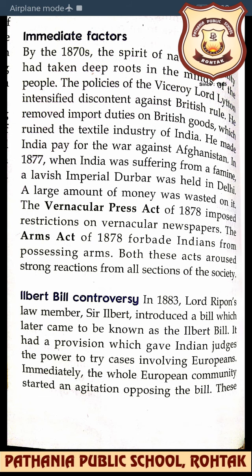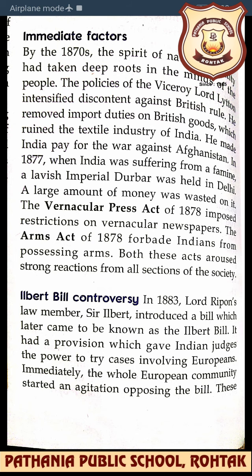In 1877, when India was suffering from a famine, a lavish imperial darbar was held in Delhi, and a large amount of money was wasted on it. Beta, when a country is under severe famine, the government should take proper measures for the welfare of the people, but no measure was taken by the colonial government.